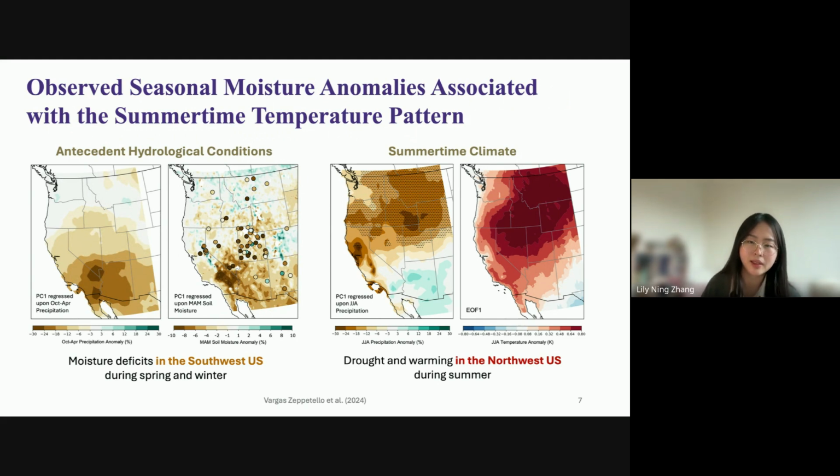So what I mean by that is, if we take the summertime temperature pattern, which I have there on the right, and we regress it against various seasonal moisture anomalies in our observations, we find that this negative correlation between summertime temperature and moisture that we see during the months of June, July, and August goes as far back as the preceding spring and winter season. So there's this negative correlation between summertime temperature and moisture in the Southwest during spring and winter.